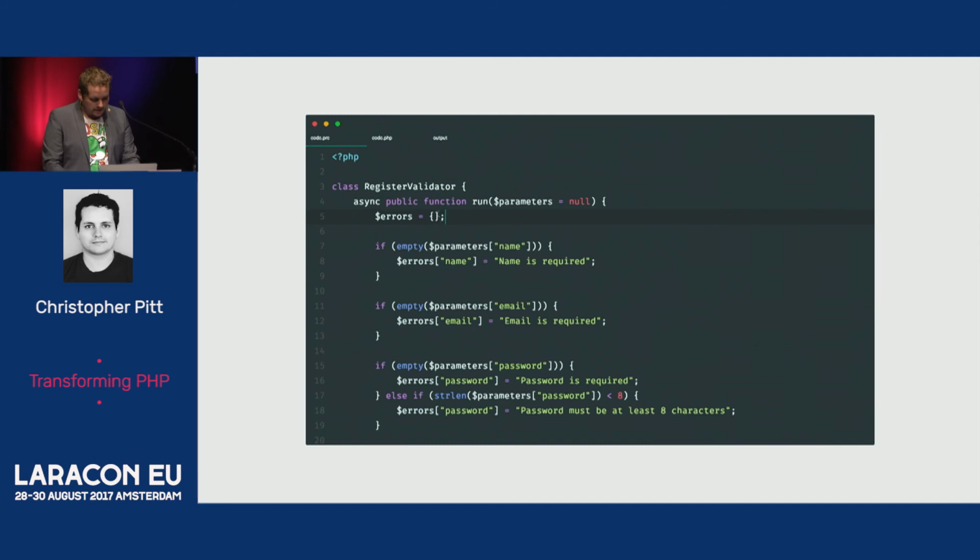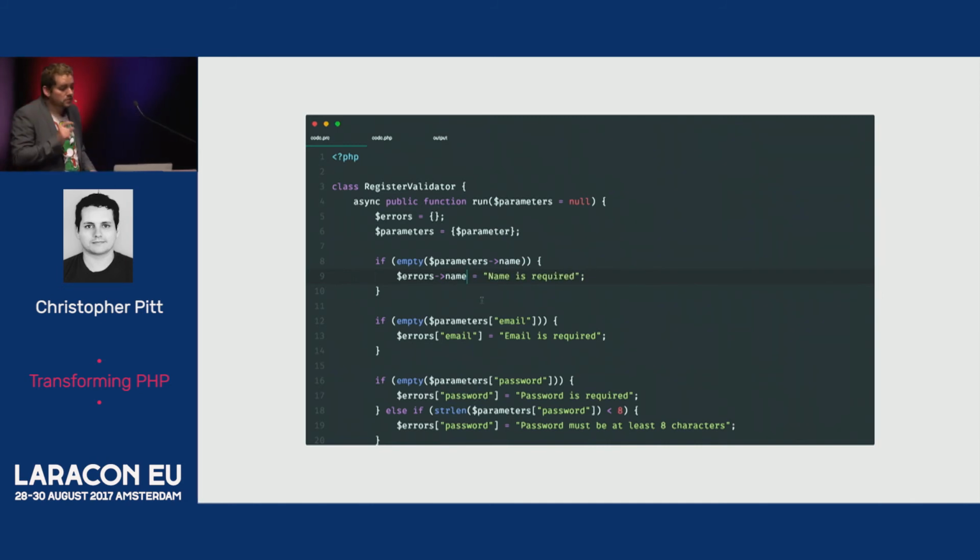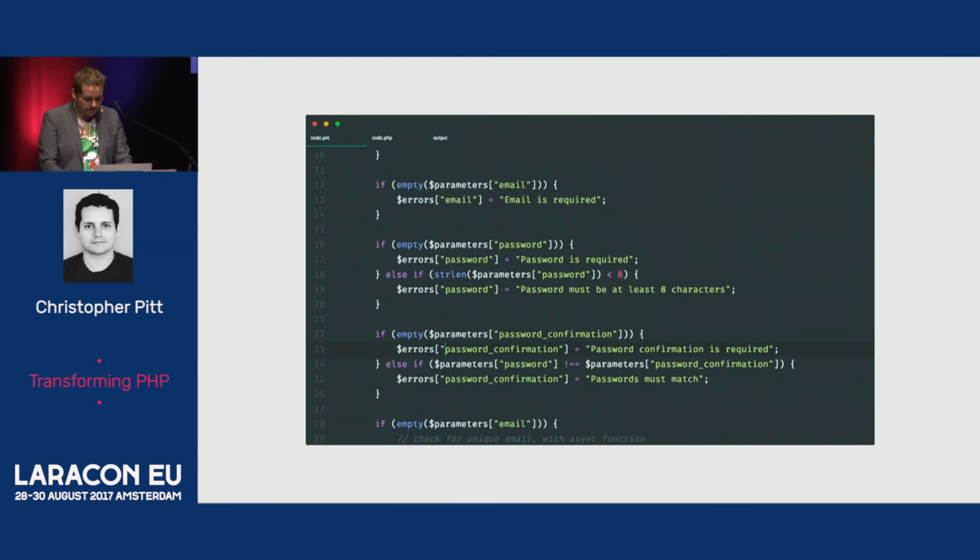We can do things like define errors as a collection instead of an array. We can override the value of parameters to be a collection. And then we can start using things like object access here, which is a really small syntax change, but starts to give us a lot of value because it cuts down the code that we have to look at. And so things like conditional checks, for example, become a lot cleaner just in this little bit of refactoring that I've done for this app.